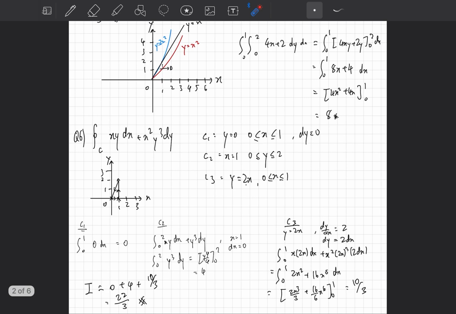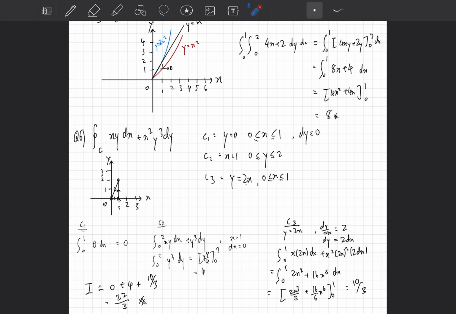So question 6 is to use Green's theorem to calculate the integration of xy dx plus x squared xy dy, where C is the triangle from 0, 0 to 1, 0 and to 1, 2. So this is the graph of the triangle. As you can see, there are C1, C2 and C3. C1 is y equals 0, C2 is x equals 1, and C3 is y equals 2x.